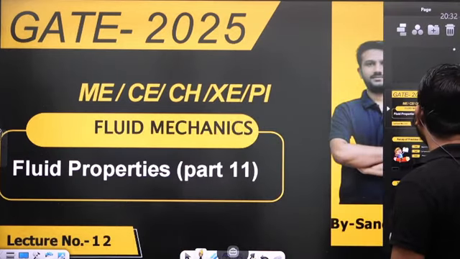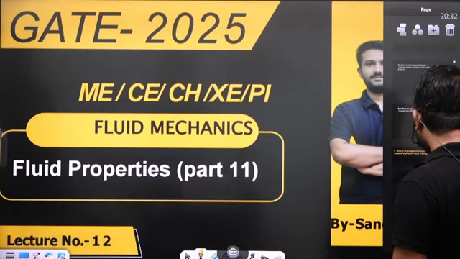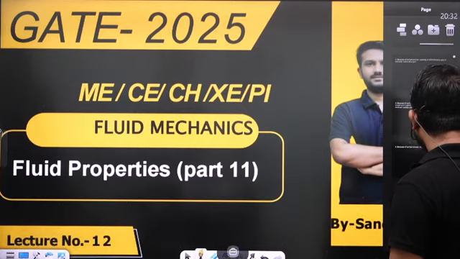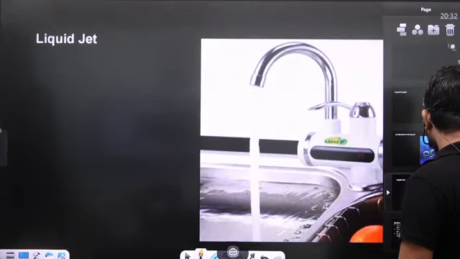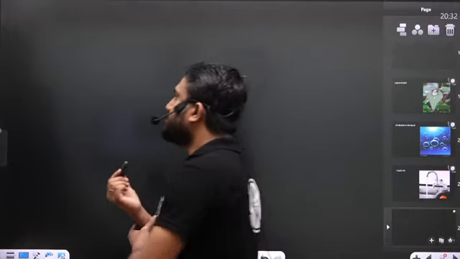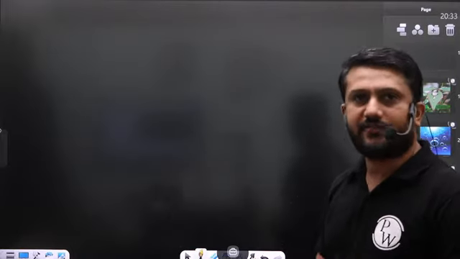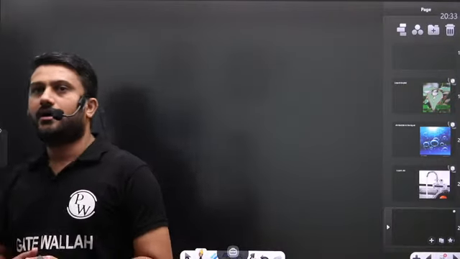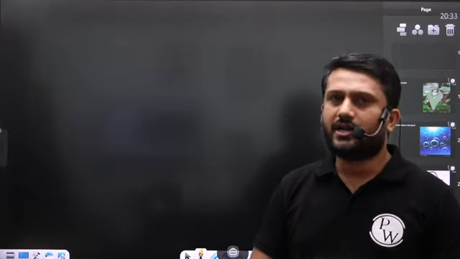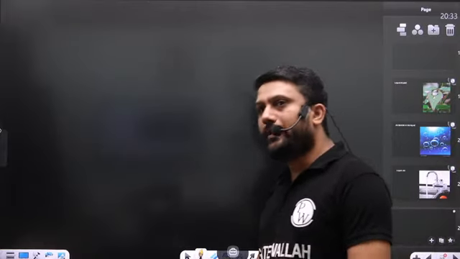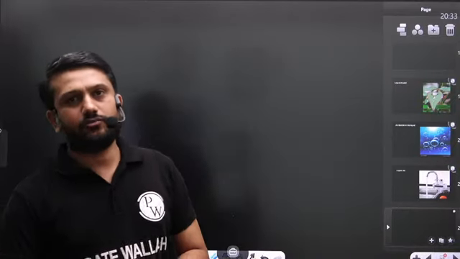So beta, in the last class, we discussed the surface tension concept, correct? And we also discussed some very important consequences of surface tension, especially the calculation of the pressure difference in a liquid droplet, soap bubble, or cylindrical jet. These cases are very important from the competitive exam point of view. You are getting numerical questions directly from this concept, right?